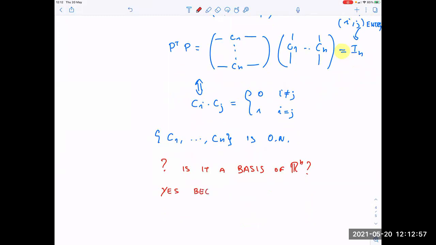because it consists of n, and n is the same number you have here, linearly independent elements.